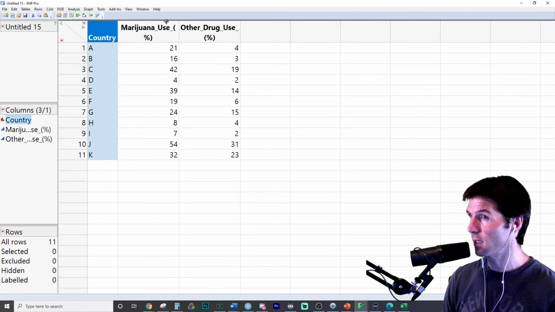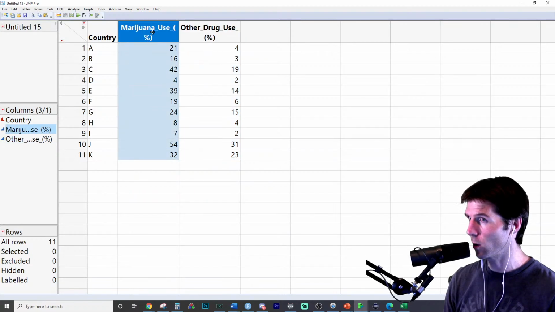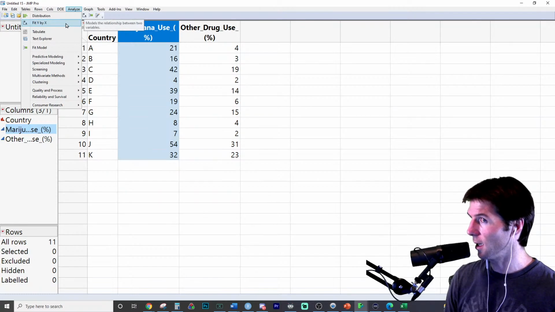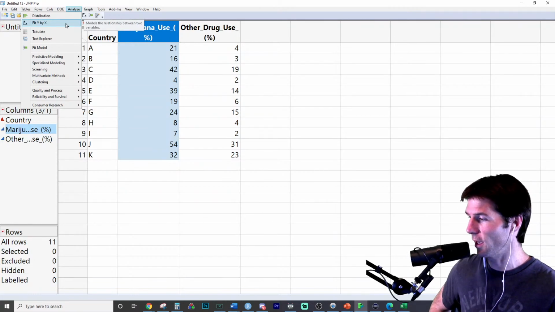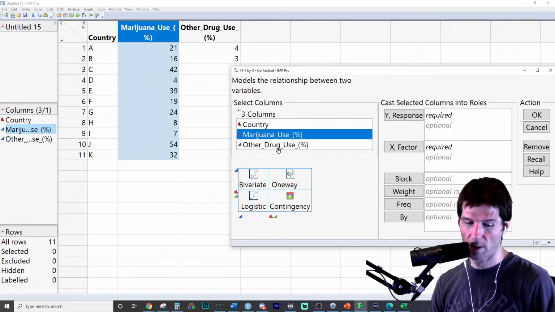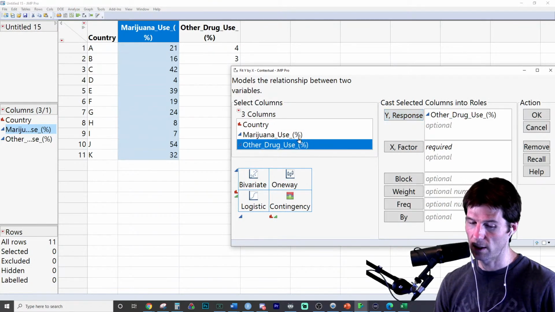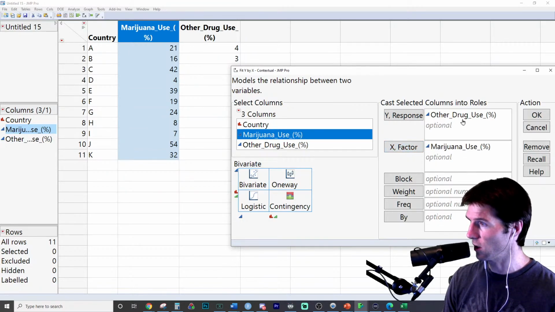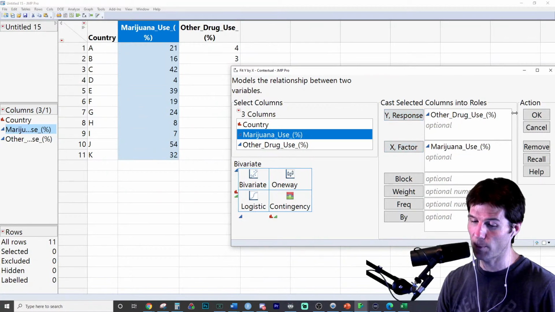Now, we want to predict the other drug usage from marijuana usage. That means the other drug usage, when we go to Analyze, Fit Y by X, I'll pause right here. Analyze, Fit Y by X. The other drug usage will be the Y variable of interest because it's what we want to understand. Marijuana is going to be the X variable because it explains other drug usage. So we're saying, can we explain other drug usage using marijuana? X explains why something is happening.